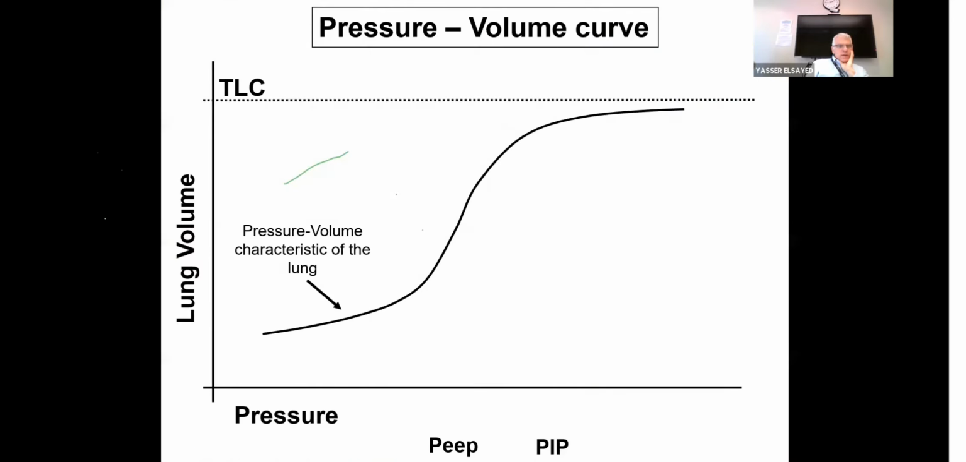So I'm going to give you a few examples here at the end to see how ventilating the lungs at different portions of the compliance curve can significantly change the state of the lungs. So here we have a static pressure compliance curve.